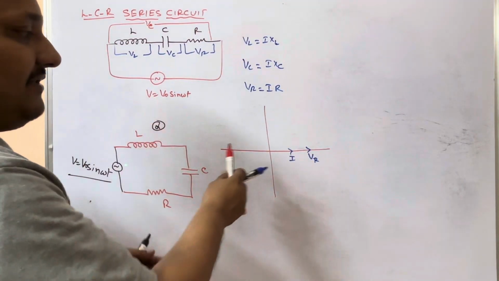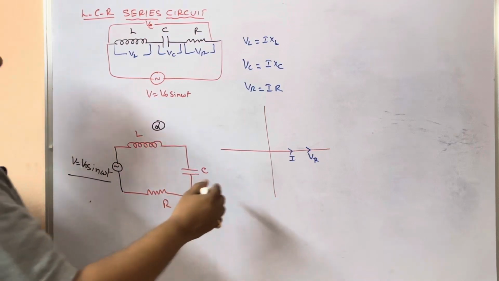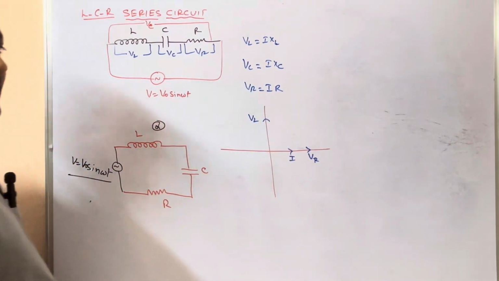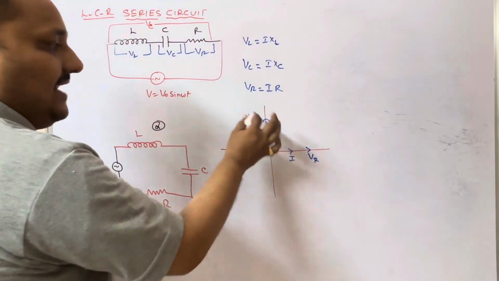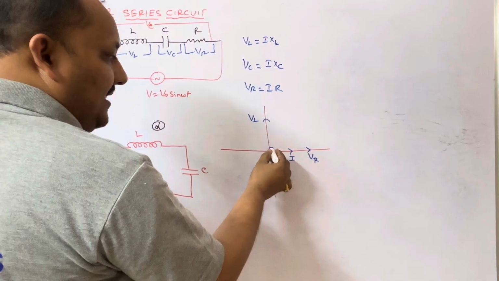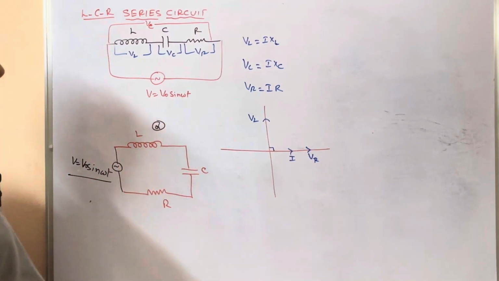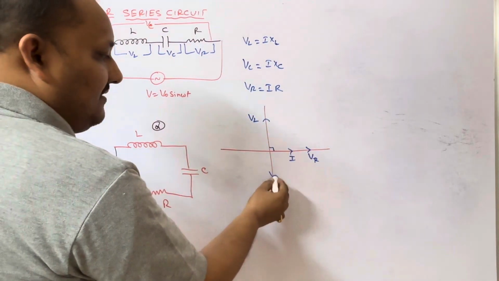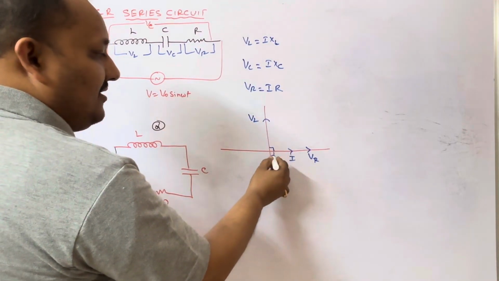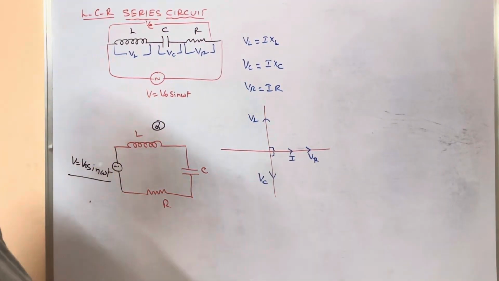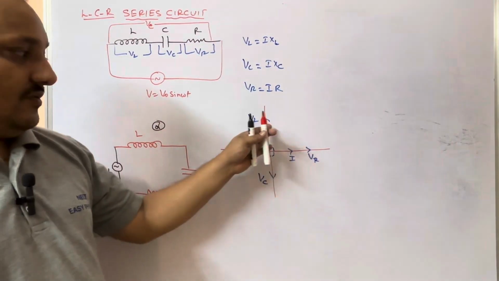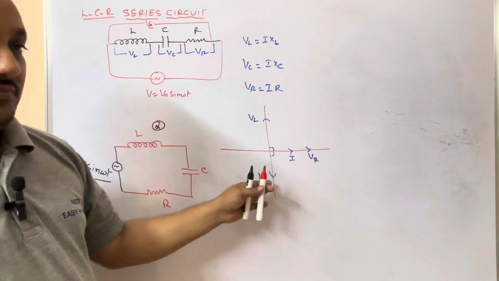Next, where do we have to take VL? Where we have to take VL, the voltage across the inductor, is because current lags the voltage across the inductor by pi by 2, 90 degrees. Next, where should we take VC? VC is going to be here. Why? Because current leads the voltage in a capacitor by pi by 2. Now, three voltages we have drawn, isn't it?